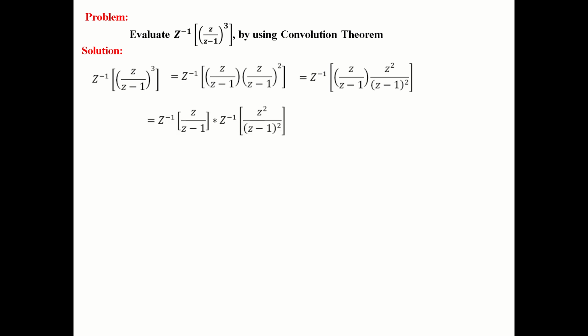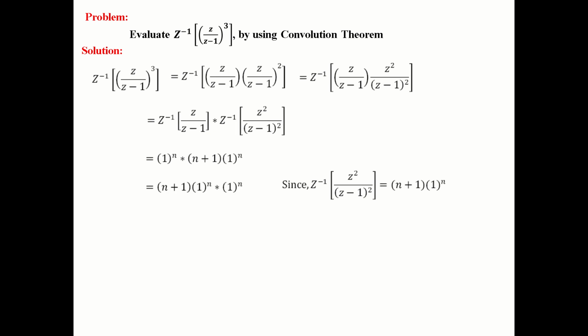Using convolution, Z inverse of Z by Z minus 1 convolution Z inverse of Z square by Z minus 1 square. We know Z inverse of Z square by Z minus 1 square is equal to n plus 1 into 1 power n. For the first term, Z inverse of Z by Z minus 1, the a power n formula gives 1 power n. So it is 1 power n convolution n plus 1 into 1 power n.